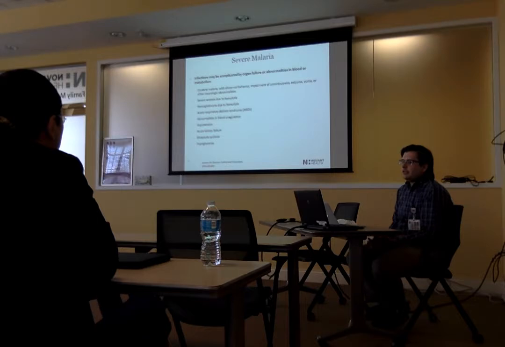For severe disease, infections can be complicated by organ failure or abnormalities in blood or metabolism. I mentioned previously cerebral malaria, so patients may present with abnormal behavior, impairment of consciousness, seizures, coma, and other neurologic abnormalities. Again, since it's lysing red blood cells, you can see severe anemia and hemoglobinuria. Patients may have acute respiratory distress, abnormalities in coagulation, hypotension, acute kidney failure, metabolic acidosis, and hypoglycemia.